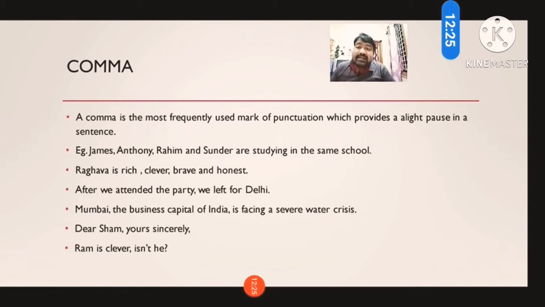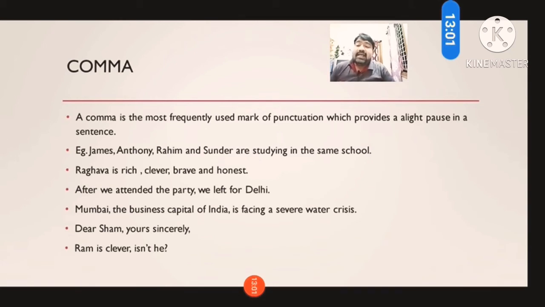After we attended the party, we left for Delhi. These are clauses. In clause sentences also, we can use commas. Fine. If it rains, I won't go for shopping. Here also, we can use a comma. Mumbai, the business capital of India, is facing a severe water crisis. Okay. In such types of cases also, we can use commas.